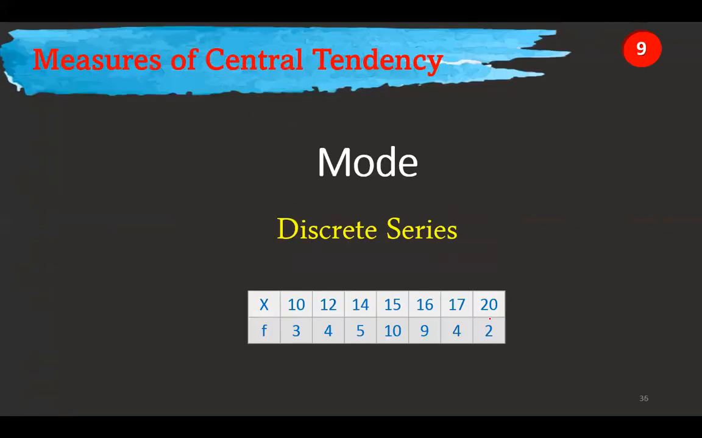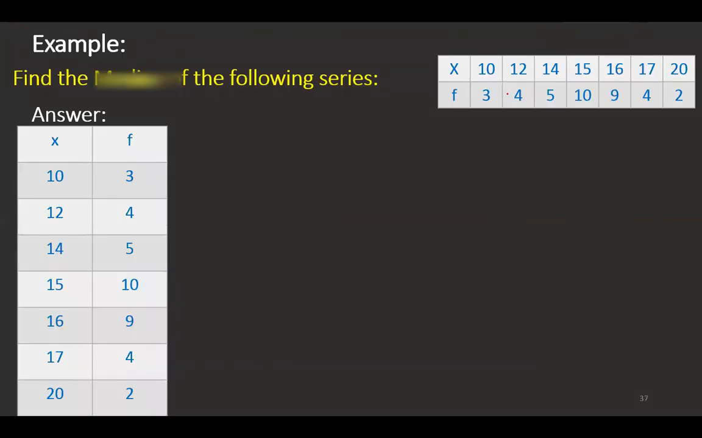Now, how to calculate for the discrete series? In this discrete series, you see which has the highest frequency. I want to check which is the highest frequency. I just mark it. This will give you the modal class. This is the highest frequency, therefore my 15 will be the mode.